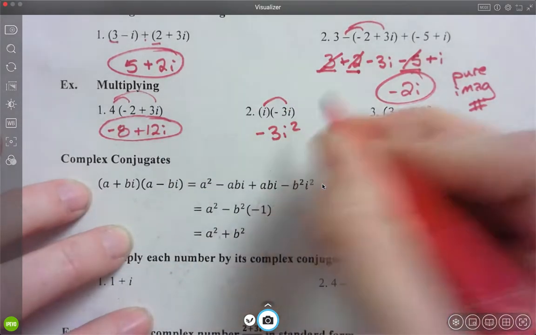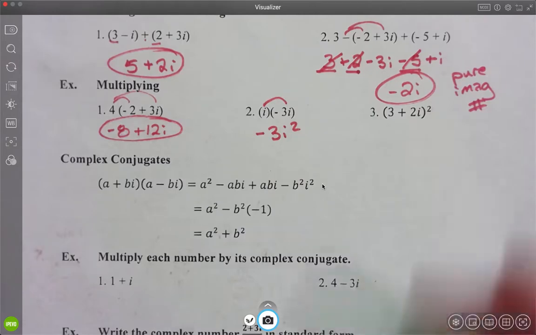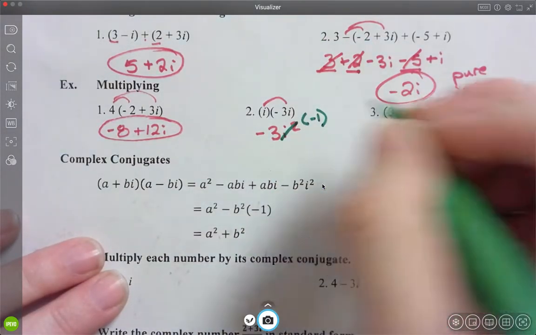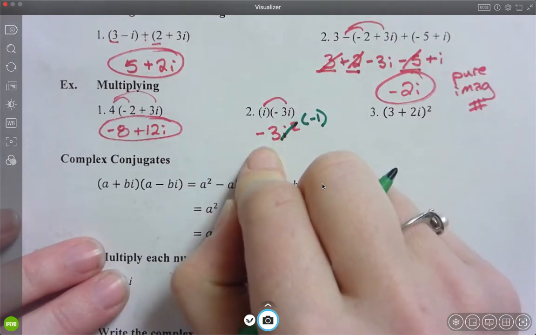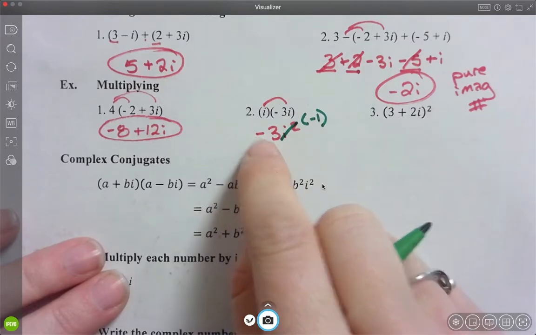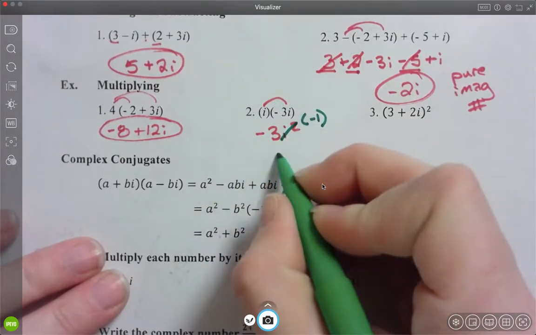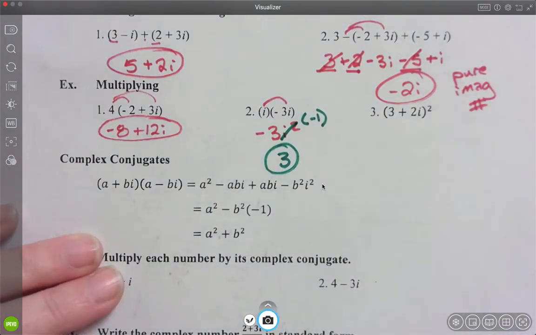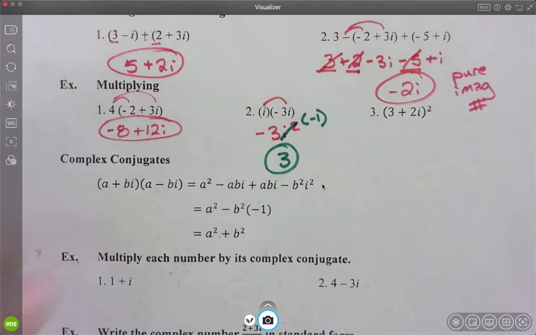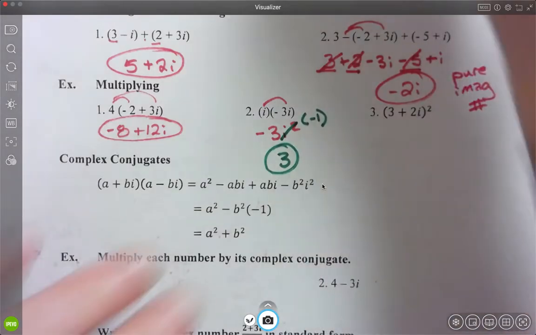I know from the front side that i squared is equivalent to negative 1. And that negative 1 and that negative 3, you don't add them together. You multiply them, because negative 3 is multiplied by i squared, so negative 3 times negative 1 becomes positive 3, and that is my final answer. So if it is bigger than i, like i squared, i to the third, etc., you are going to want to reduce that.